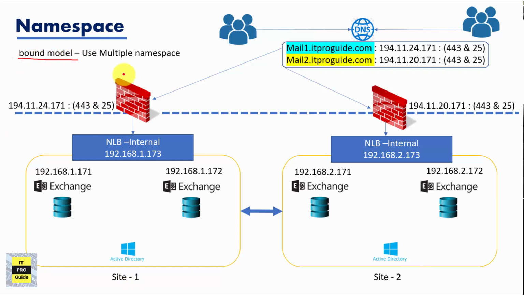For example, instead of mail.itproguide.com, it uses two namespaces, mail1.itproguide.com and mail2.itproguide.com. So some users are connected to the first data center, which uses mail1.itproguide.com, and some other users are connected to mail2.itproguide.com for the second data center. But this is not a recommended topology. But there are some cases.